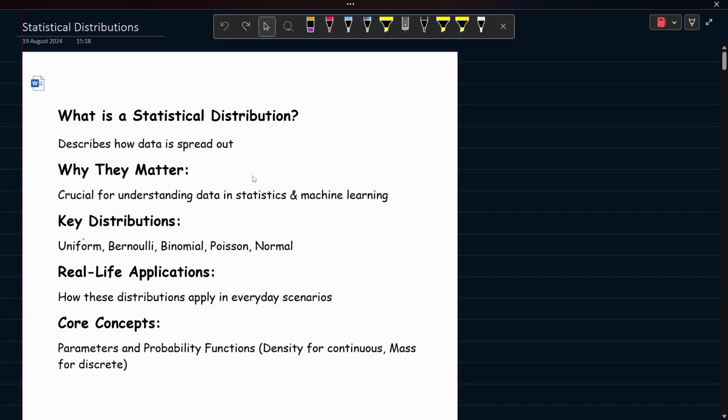In this video, we'll learn the definition of what a statistical distribution is and why they are important, where they are used in machine learning algorithms, how the data is used, and what the key distributions are. We have various distributions like uniform distribution, binomial distribution, and so on. We'll learn all of these and their real world applications. Where are they applied in our day to day life? And also the core concepts like the parameters, probability density functions and probability mass functions of each of the distributions. So let's get started, guys.